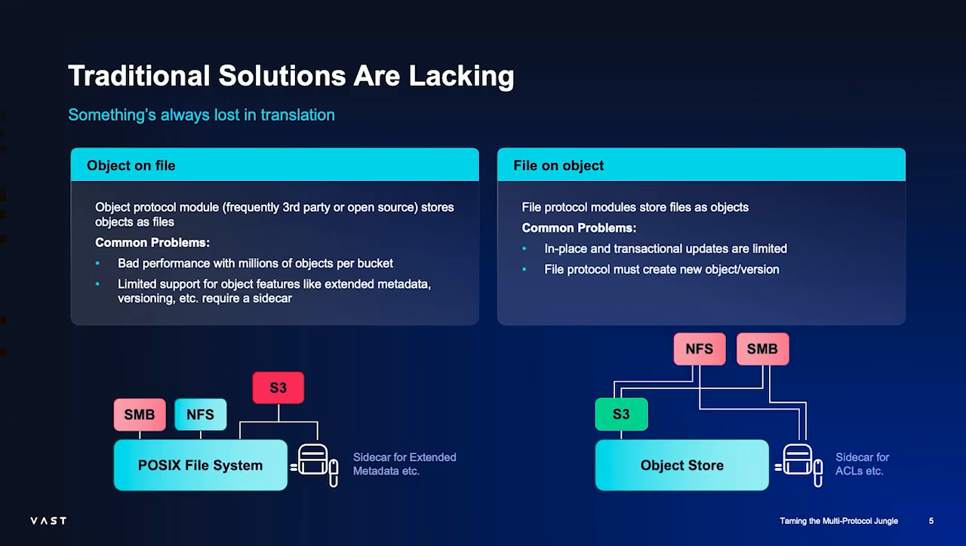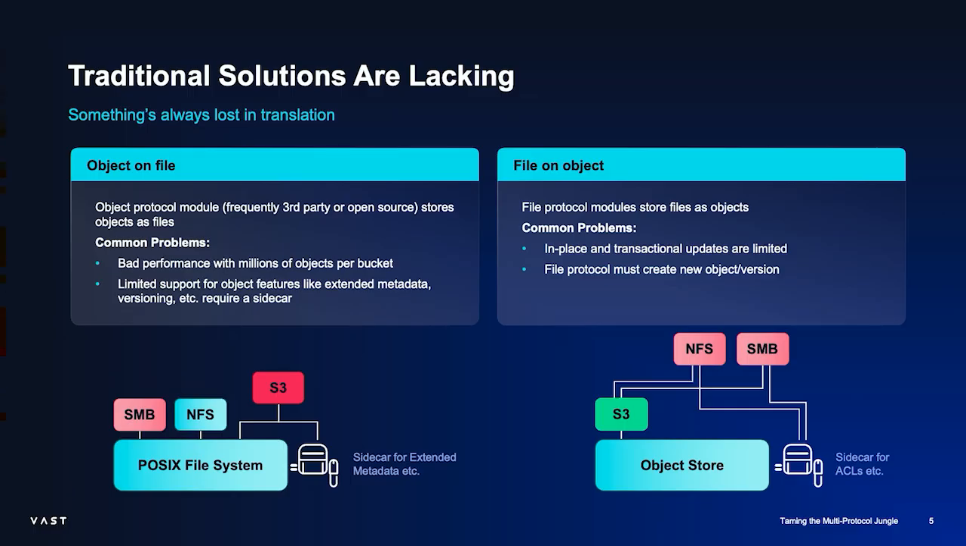So let's talk about traditional solutions and why we think this is not good enough. So you want to have a storage system where you support object and file. You can put object on top of file, but then you're limited because with object you want to support millions of objects, and file systems don't always support that. And then what would you do with extended metadata? And what would you do with bucket versioning? It's not natively supported with file system.